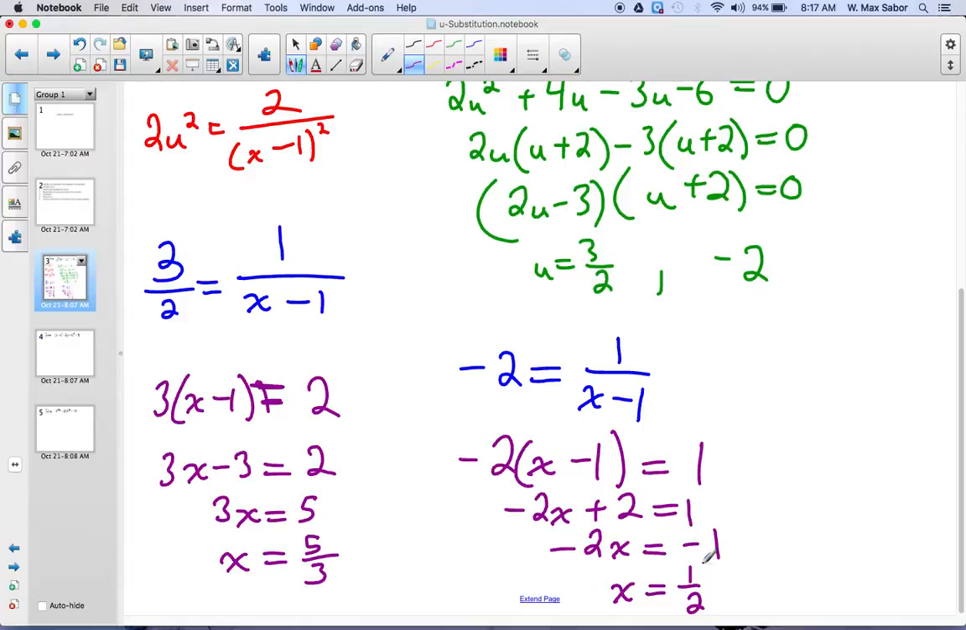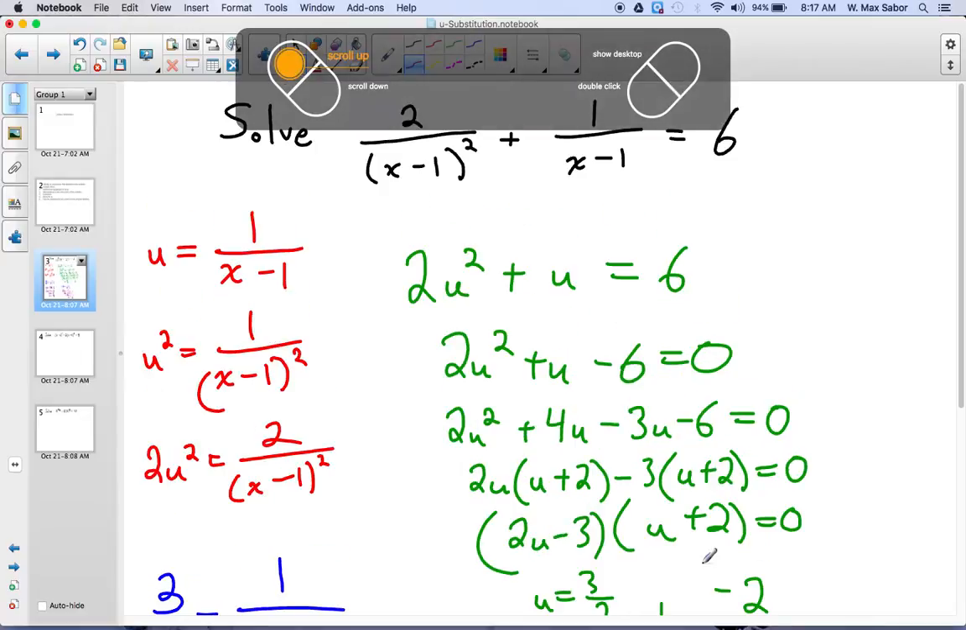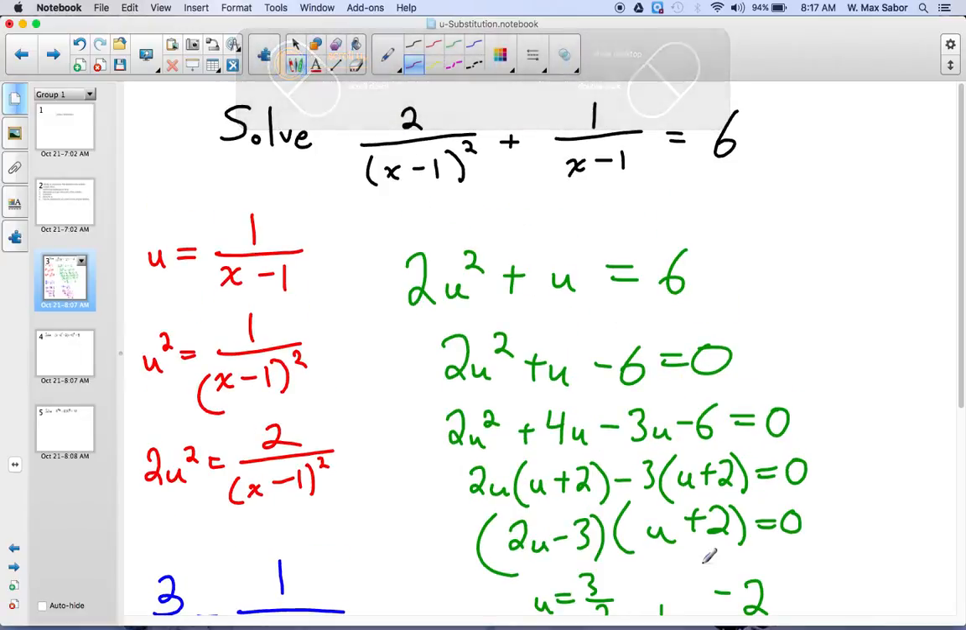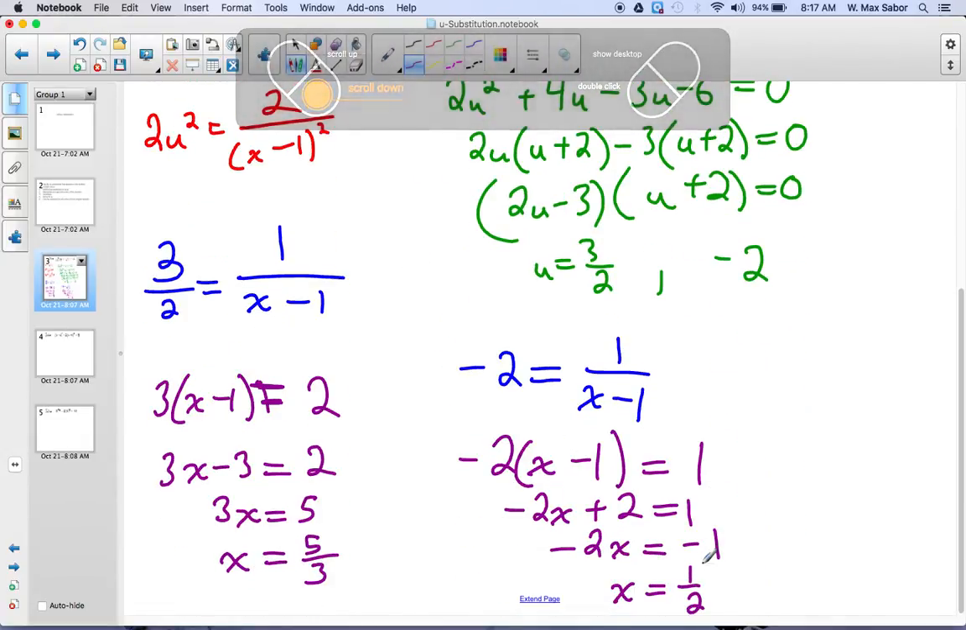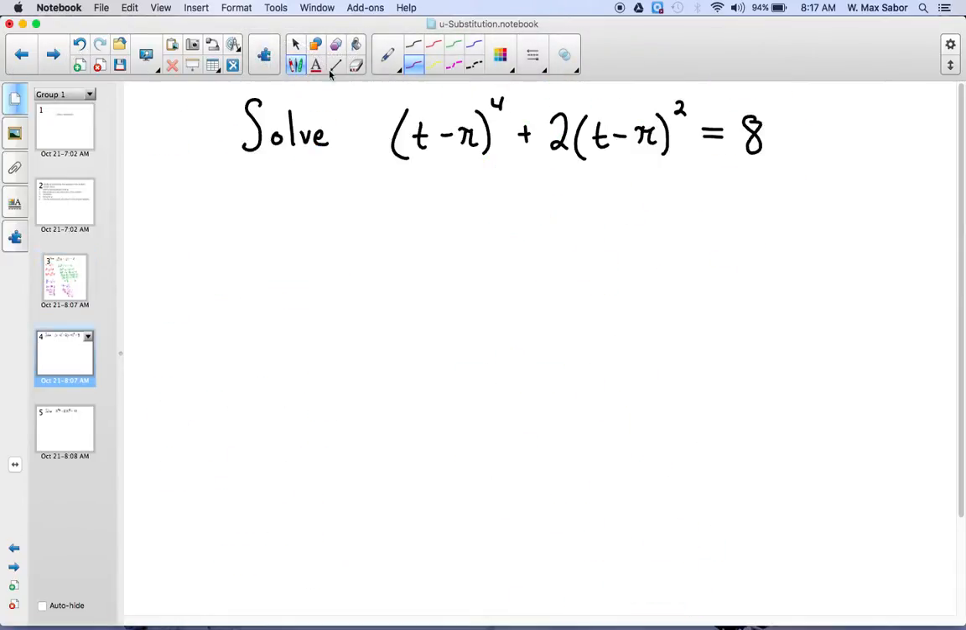So that is one way to solve this problem. Now this particular problem could be solved without u-substitution, but this breaks it into two problems that we definitely knew how to solve from Algebra 1 material, just solving quadratics and solving proportions. Let's do some more examples.